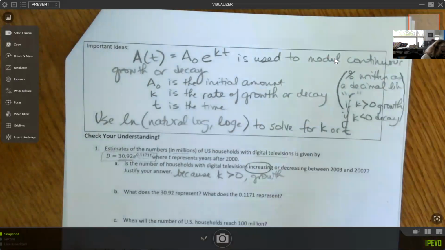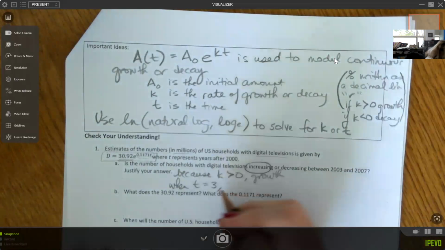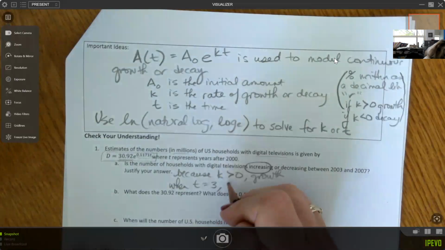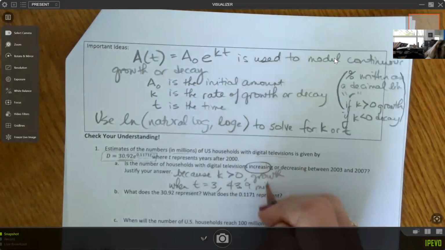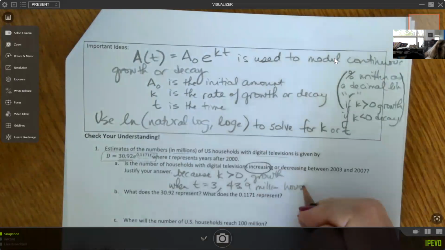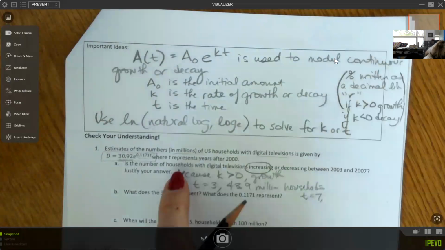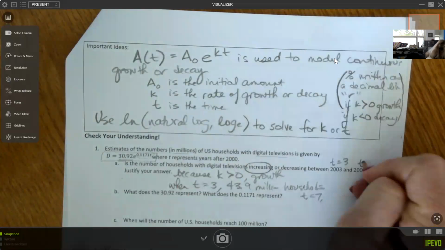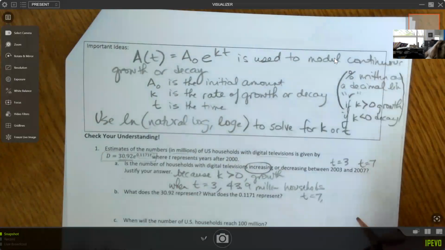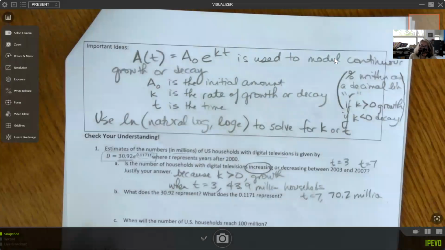But I actually figured it out. I mean, you don't have to, but I'll just tell you that when T equals 3, we're up to 43.9 million households. When T equals 7, I put these two numbers, right? So 2003, that's T equals 3, 2007 is T equals 7. And when T equals 7, I'm up to 70.2 million households. So we can see it's increasing, right?